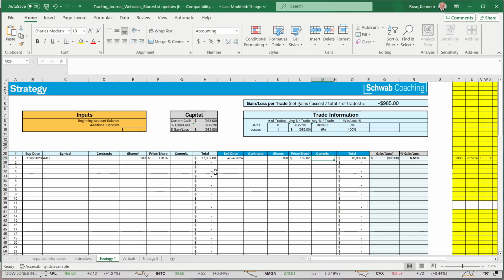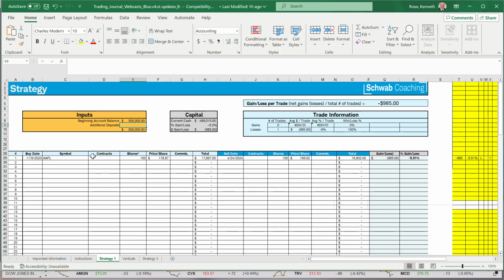We do want to have a couple of other trades here so we can get a better idea of what's going on here. Now you'll notice up here that we're showing current cash of minus $985. That's because we haven't put in a beginning account balance. That is something you want to put in here. And I'm just going to go ahead and for our beginning account balance, I'm going to use 500,000. Okay. And if you have additional deposits, you can add some additional funds here. But we're going to say that we started off here with $500,000. Now our current cash is a little bit below that because we did incur this loss of $985.